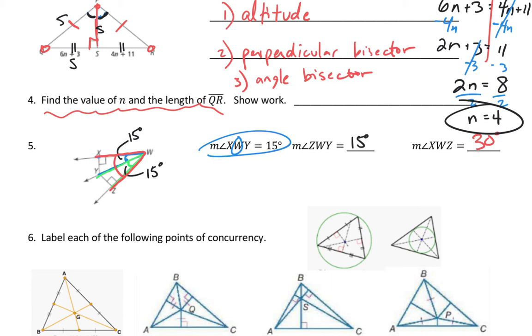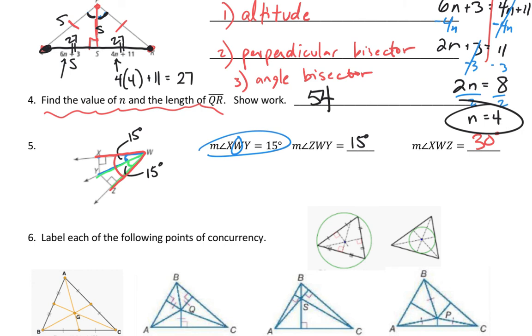So n equals 4. So if n is 4, then QR, ooh, okay. So n is 4, so that means that's 4 times 4 plus 11. So 16 plus 11, big math, 27. So this piece is 27, which means this piece is 27, which means QR must be 27 plus 27. 54. All right, cool.